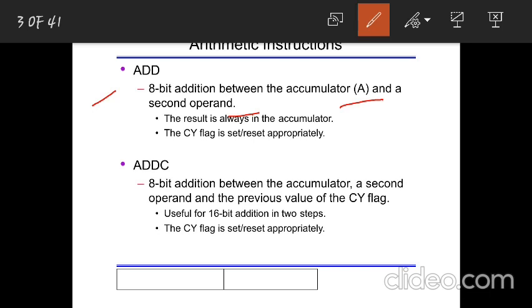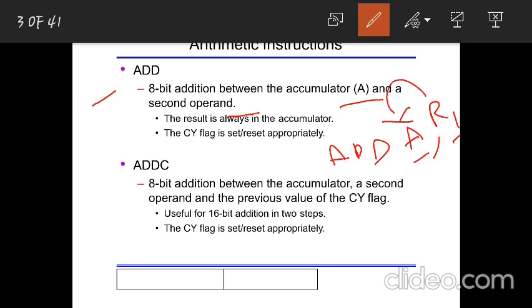For example, if you write ADD A, always in this arithmetic group of instructions, the result is always stored in the accumulator. So at the destination side you should always write accumulator A. Then the second operand can be R1 or R2, R3, Rn, it can be from 0 to 7, whatever it is. When you do this addition, whatever content is present in the accumulator and in R1, both will be added, and the addition result will be stored in A, the accumulator.